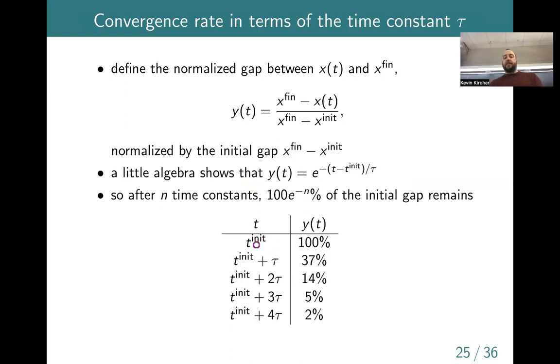When we're at time t initial, 100% of the gap remains. Basically, we're at the initial condition. We haven't moved at all toward the final condition. After one time constant, 37% of the gap remains, so we've eaten away 63% of the distance. Two time constants, we've eaten 86%. After three time constants, we're almost there, 95% of the way. And after 4, we're 98% of the way.